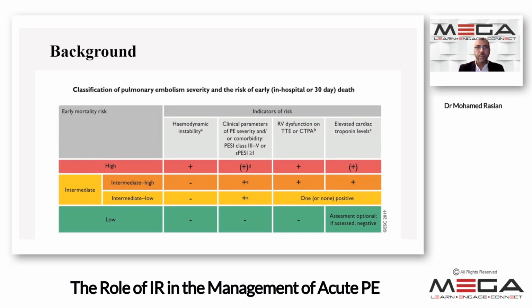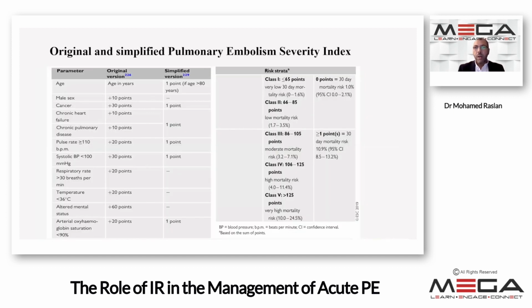Okay, you can see in this table both the original and simplified versions of the pulmonary embolism severity index. In the original version, there are classes from 1 to 5, whereas the simplified version has only 2 categories, either 0 points or 1 or more. For example, in the original version, you can see that cancer adds 30 points, while in the simplified one, it adds only 1 point.